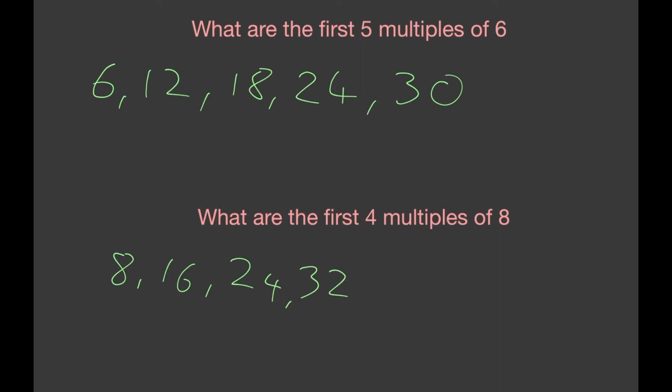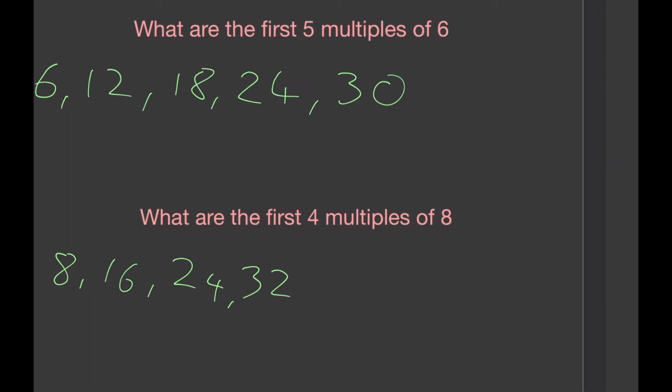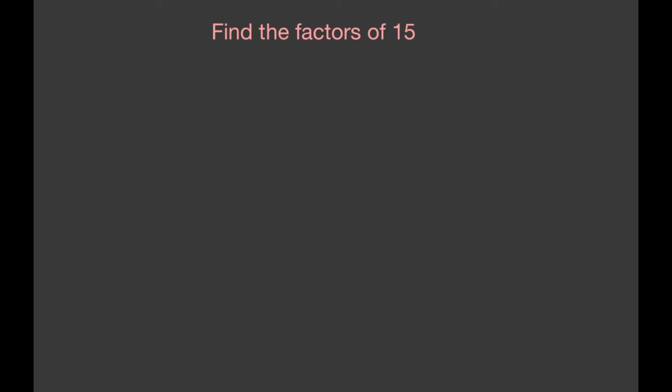So that is pretty much multiples. Now what are factors then? Multiples are numbers in a times table. Factors are actually numbers that can be divided into that number. So in this example here, we're told to find the factors of 15. What I will do is write 2 numbers which multiply together to make 15.